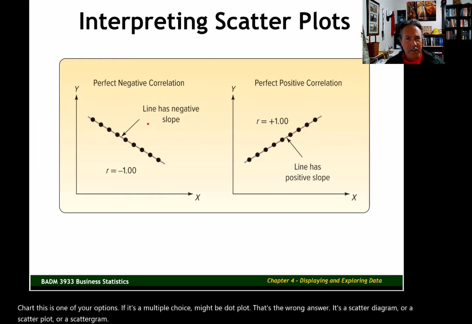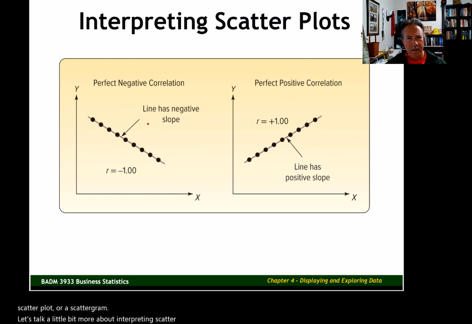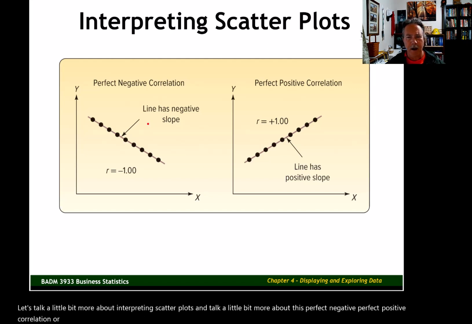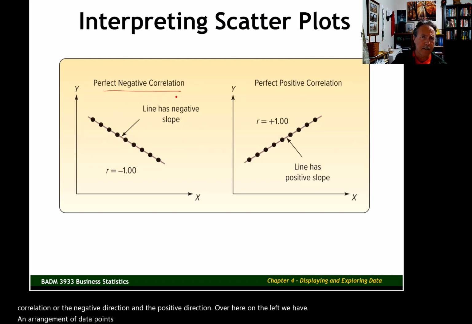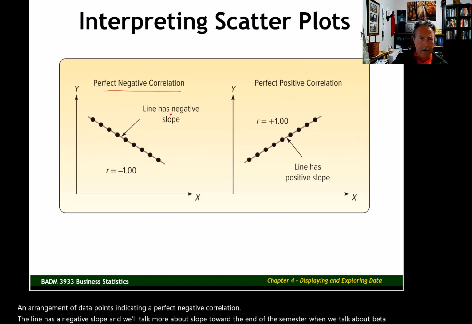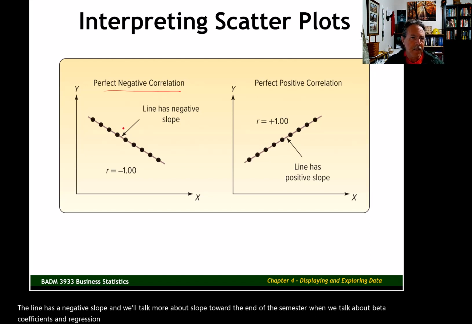Let's talk a little bit more about interpreting scatter plots and talk a little bit more about perfect negative, perfect positive correlation, or the negative direction and the positive direction. Over here on the left, we have an arrangement of data points indicating a perfect negative correlation. The line has a negative slope, and we'll talk more about slope toward the end of the semester when we talk about beta coefficients and regression analysis. But in a perfect negative correlation, we have all of our points in a straight line. Our correlation value is negative 1.0.